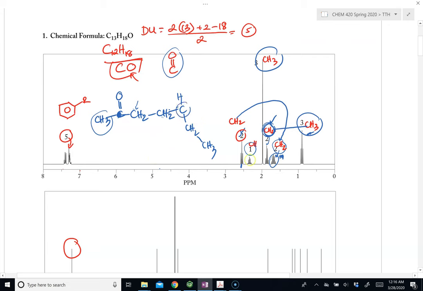In this case, this signal right here does look like a multiplet. This one would show up as a multiplet as well, and this one right here would also show up as a multiplet. Now we only have the benzene ring left, so we know this piece is connected to the benzene ring. And overall, this is the structure of this molecule.